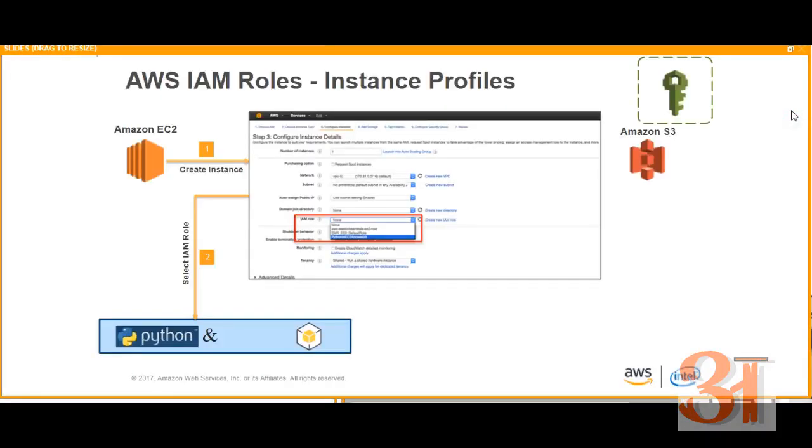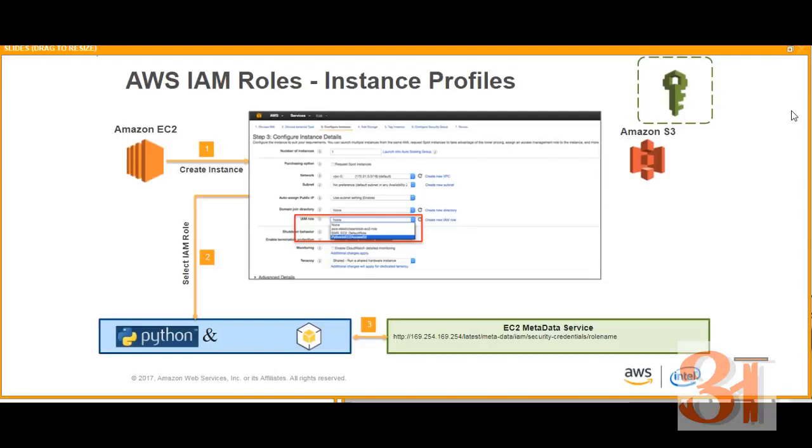In step 2, after creating the instance, log into the instance and install the Python application along with the AWS SDK for Python. The AWS SDK for Python would enable interaction with AWS services such as Amazon S3. It is important to note that as we are using an IAM role, AWS credentials don't have to be included in the Python code. In step 3, when the Python application tries to interact with an AWS service, credentials will be needed.